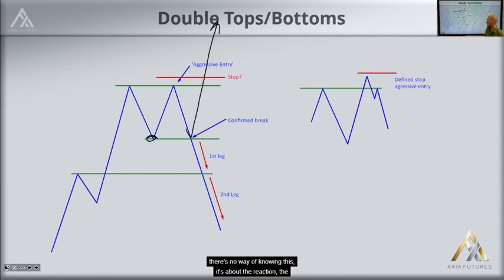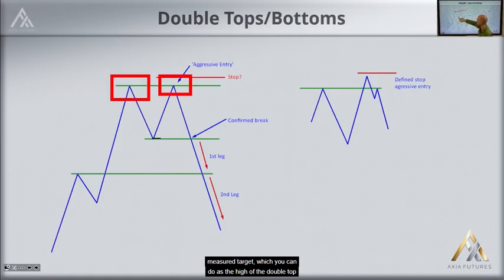And there's no way of knowing this. It's about the reaction, the decision here that says there are no more buyers, or there are not enough buyers to overwhelm the sellers that are there, followed then by what happens here, the next leg of the action. So you can play this in multiple ways. The textbook way is to play it on the break of this low, which is going to bring in new sellers. And in terms of targets, equally, there is a measured target, which you can do as the high of the double top to the low in the middle of them. And you can project that down.